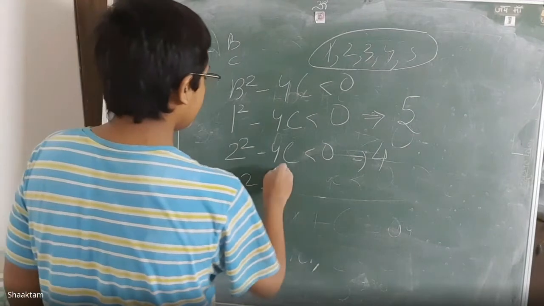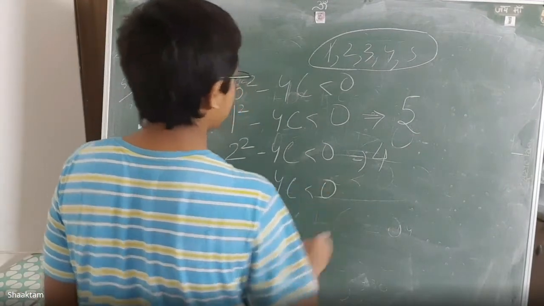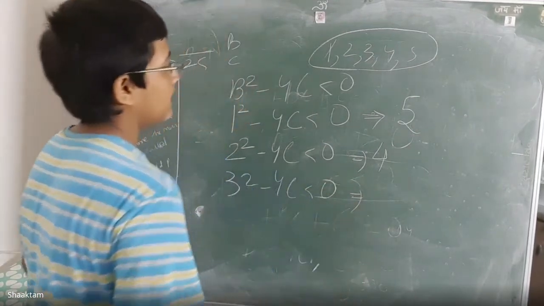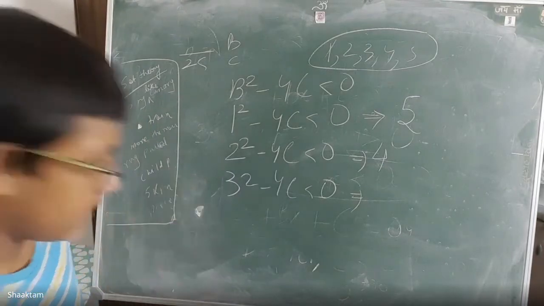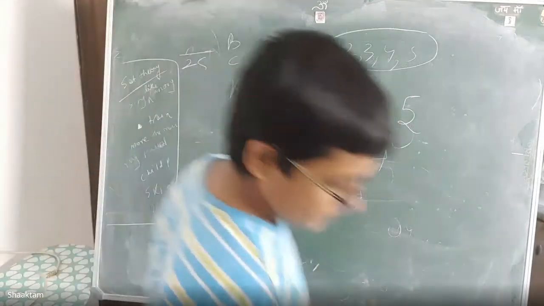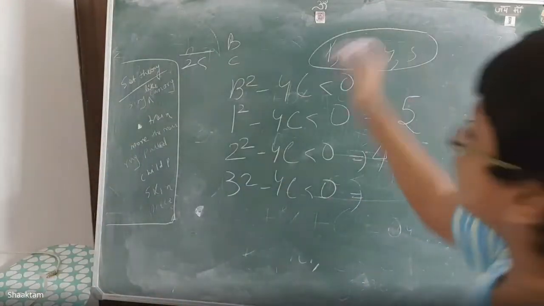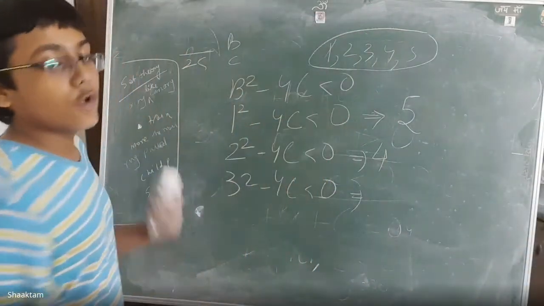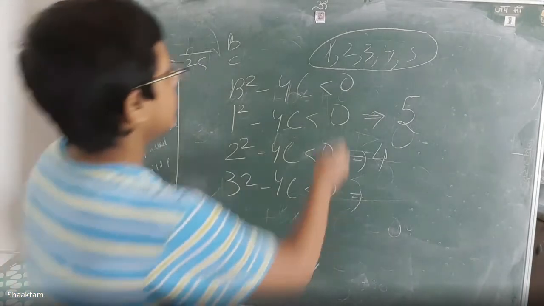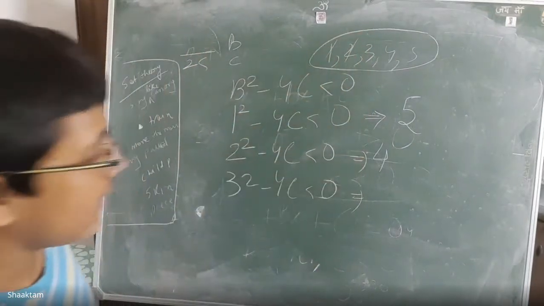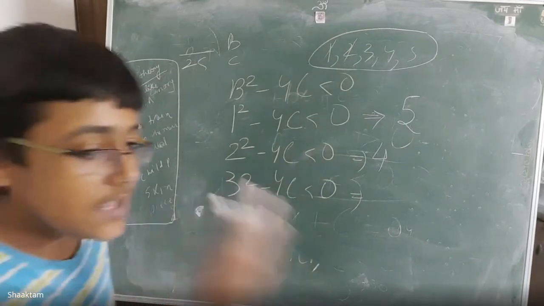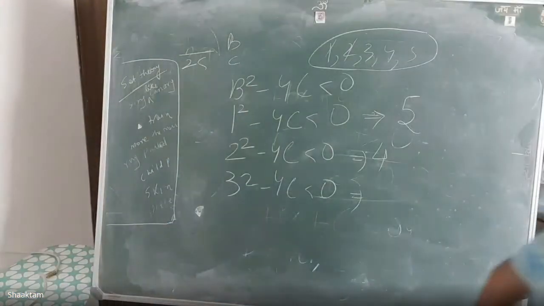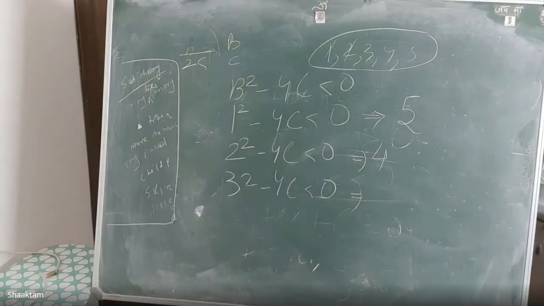3 square minus 4C, which means 9 minus 4C. Now, if I place 1, I'll get 9 minus 4, which is 5. That is greater than 0. If I place 2, I'll get 9 minus 8, which is 1, also greater than 0. The second I place 3, I'll get 9 minus 12, which is minus 3. With 4 and 5, I'll get even more negative. So 3, 4 and 5 work. And here I'll get 3.